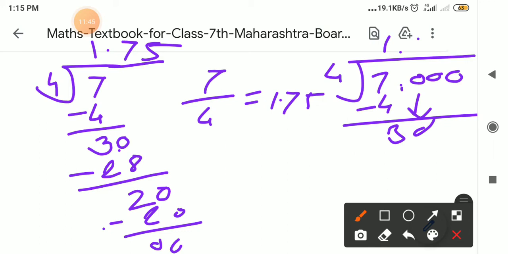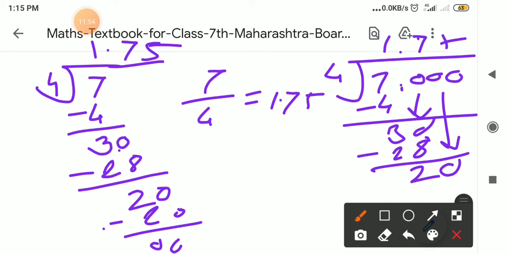Then 4 7s are 28. Same. Only after the point, zeros here we have to take. Again you have to carry 0 here. 4 5s are 20. So here it is 0, 0. In this way we have to convert the rational number, that is 7 upon 4, into decimal form, that is 1.75. Clear? It is very easy.